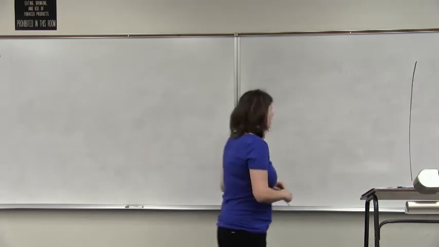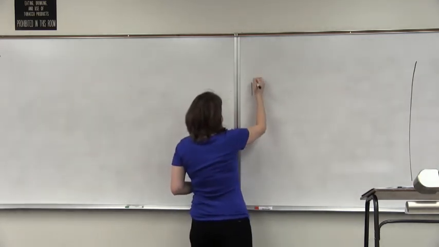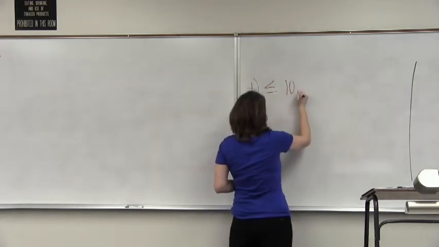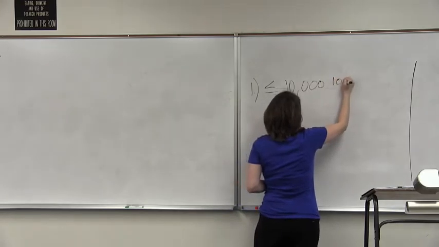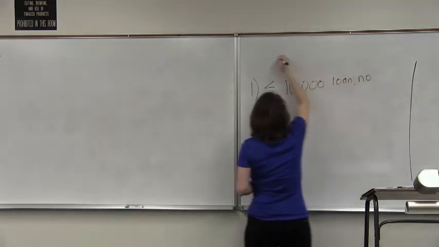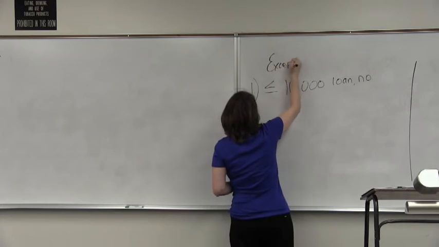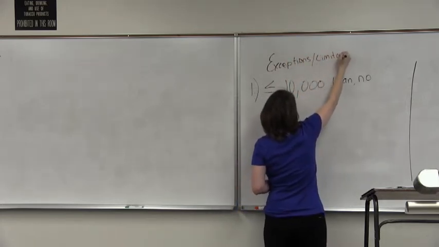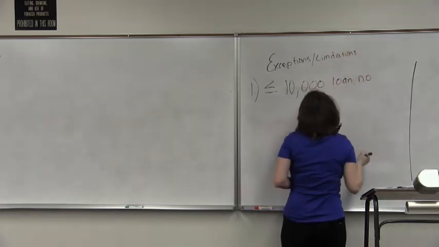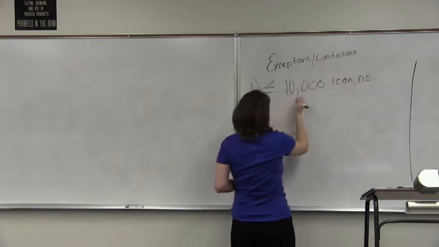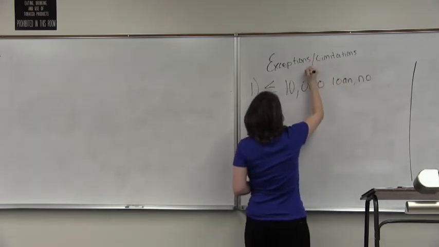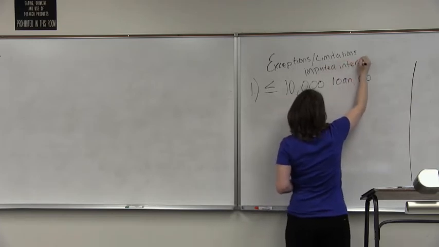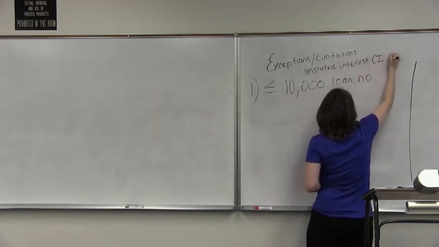When we left off, we were talking about imputed interest. So these are the exceptions / limitations for imputed interest. And I'm going to put II for imputed interest.